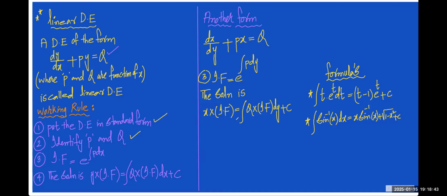The formula is integral of f dash of x divided by f of x. If the differentiation of the denominator is the numerator, we write it as log of the denominator, log mod f of x. The differentiation of the denominator is the numerator, so we write it as log of f of x.